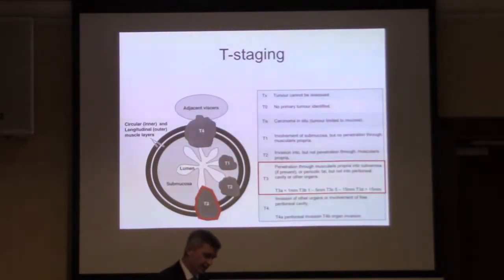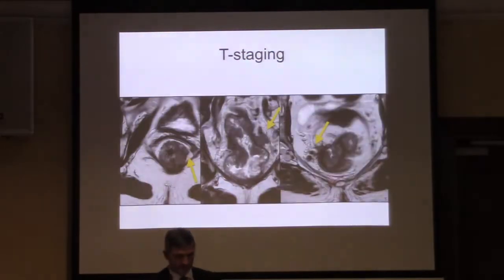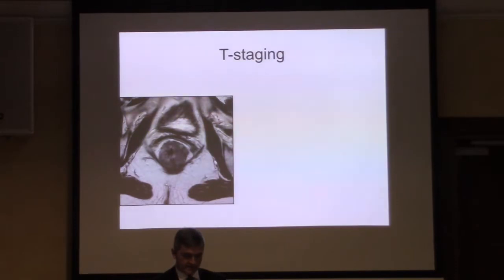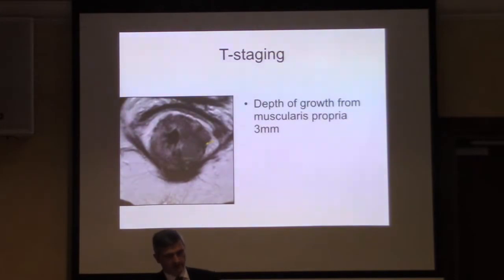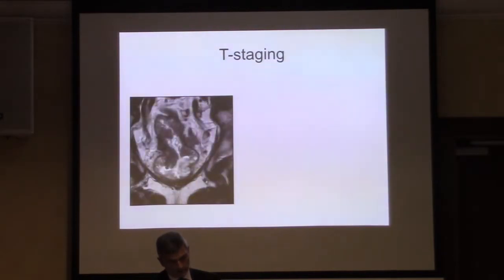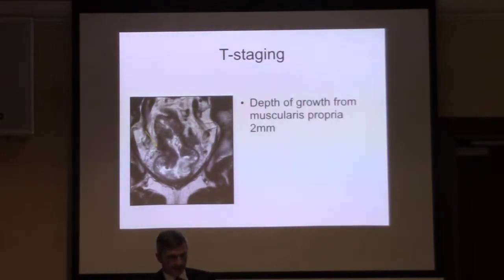So if we modify our T staging now to include that, we can go back to these and take them one by one. The first one has a small amount of depth invasion. This is about 3 millimetres, so this will be a T3B tumour. The middle one that we had, where the T invasion had happened, was actually only 2 millimetres. So that's T3B, but as we know already, that one has got vascular invasion, which changes the prognostic value. I'll come on to vascular invasion.